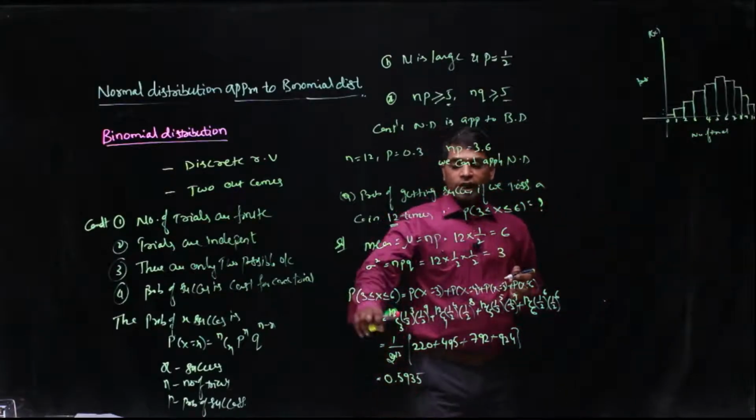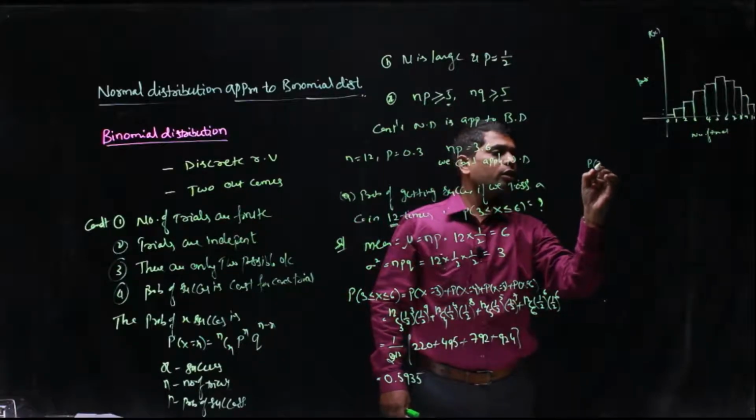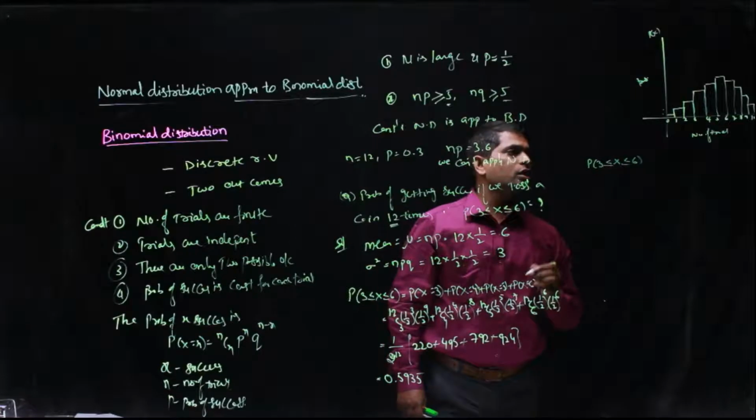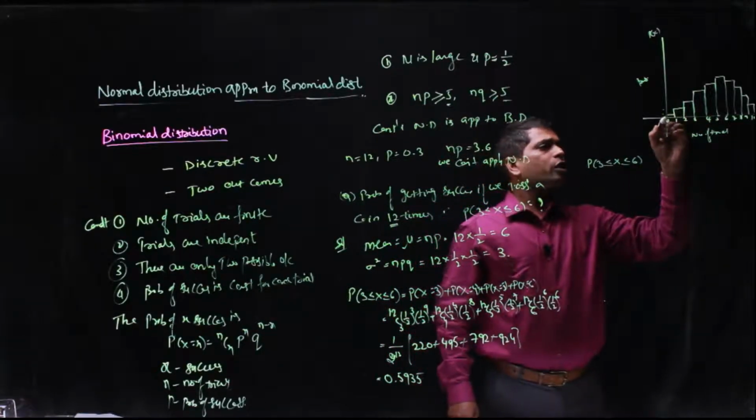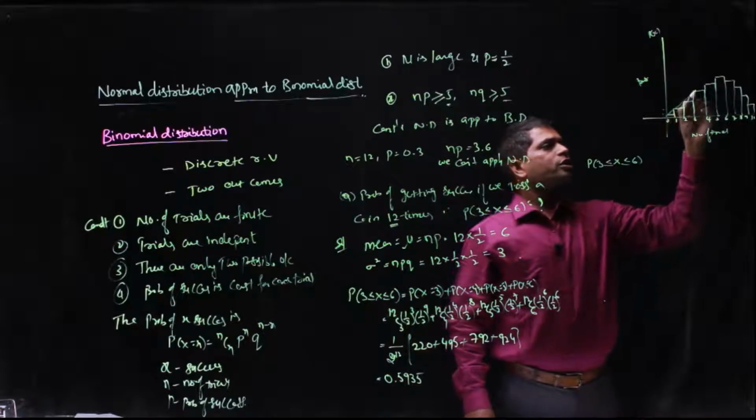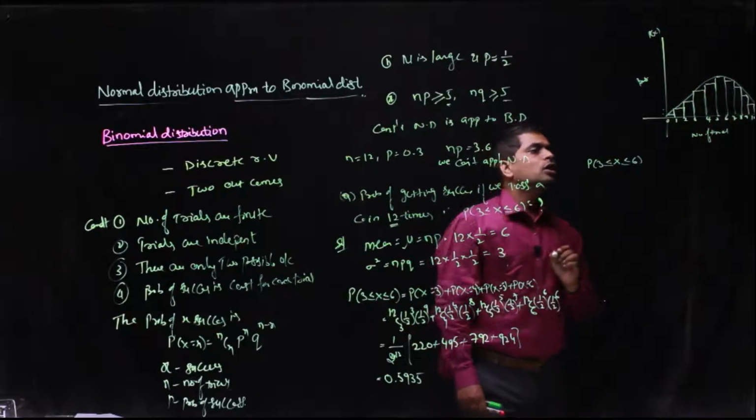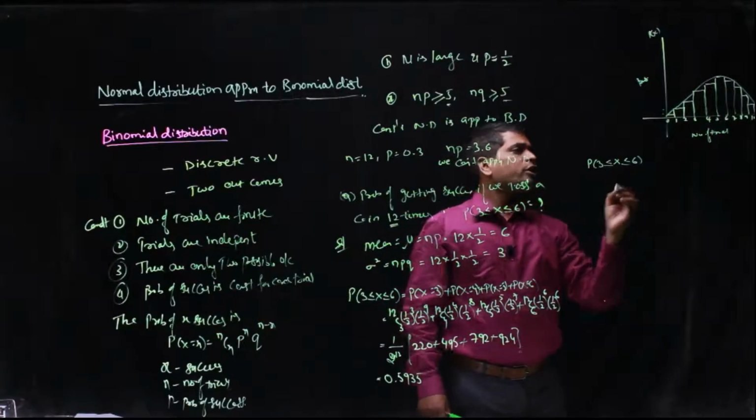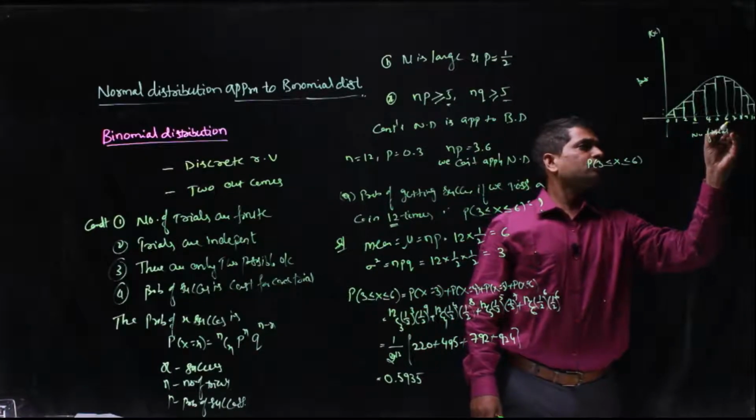Now, I want to calculate in the normal distribution the probability of the number of successes being between 3 and 6. This is the binomial distribution, and now I am trying to convert it into a normal distribution, which is a bell shaped curve. Already we know this is a bell shaped curve. Now I want to calculate the value of x between 3 and 6, so here is 3 and here is 6.